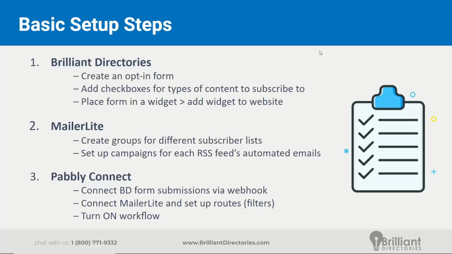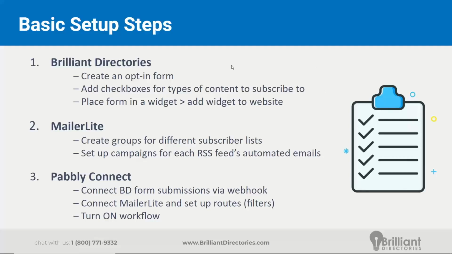And then we're going to set up what Pabbly calls routes. In Zapier, they're called filters. Basically just identifying which types of posts the subscribers want to be emailed about. And then we turn on the workflow and we can basically forget about it. It's kind of a self-automated system at that point.